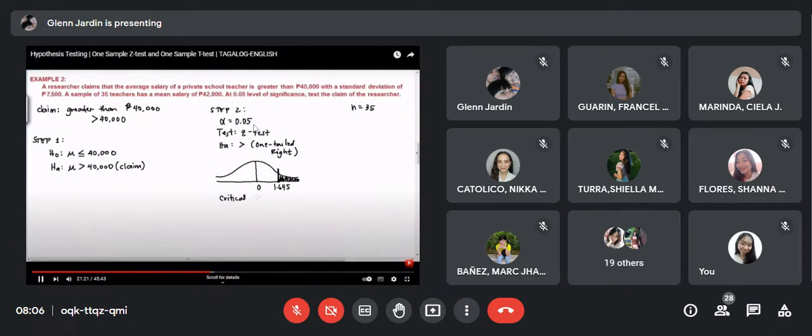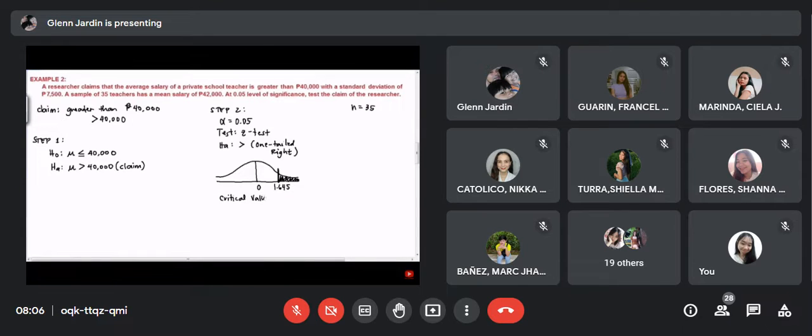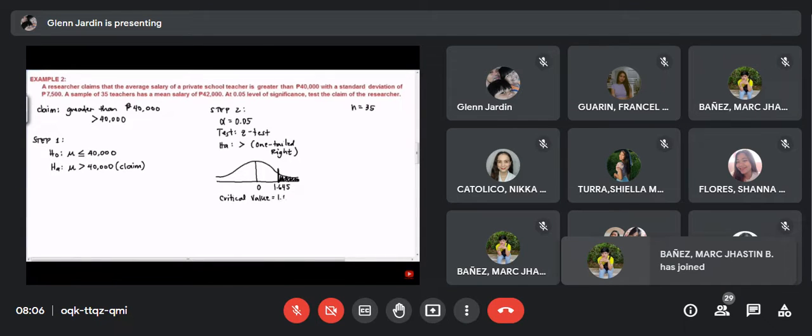Kanina dalawa, kasi not equal. Isang positive, isang negative. So, this one, ang critical value natin, isa lang, 1.645. Positive, kasi nasa kanan. Kasi greater than to. Okay? Next one is step 3.